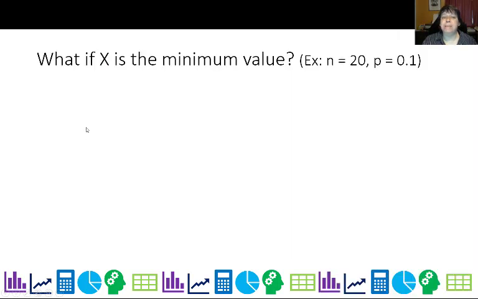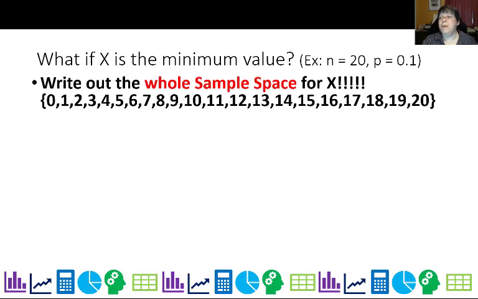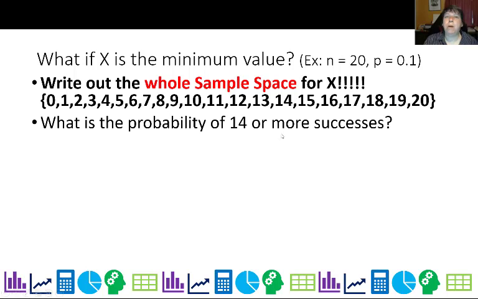What if x is the minimum value? Before we were saying x is the maximum value. If x is the minimum value, what do we do? Well, first of all, always write out the whole sample space. In this case, I'm doing n is 20 and p is 0.1, so we have a nice big sample space. And I ask you, what is the probability of 14 or more successes?